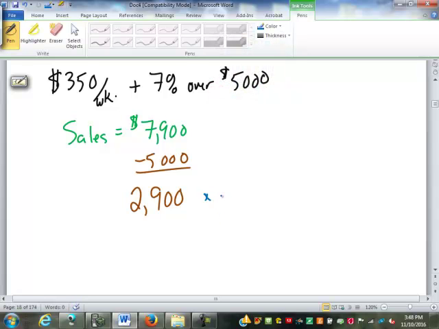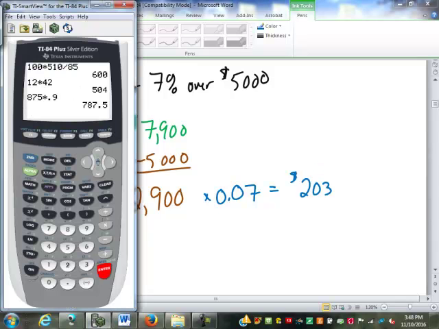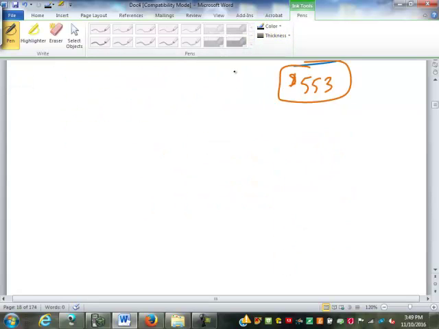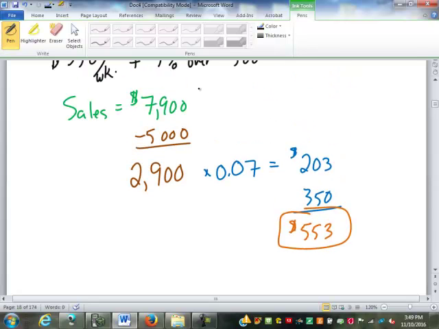So now we're going to multiply that by 0.07, which is what, $203, I believe. Perfect, thanks. And then we've got the $350 a week that we're going to add to that. We get $553 for gross pay for the week. So that would be a salary plus, or sometimes called a base plus model.